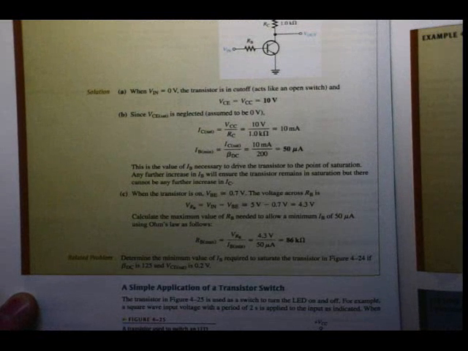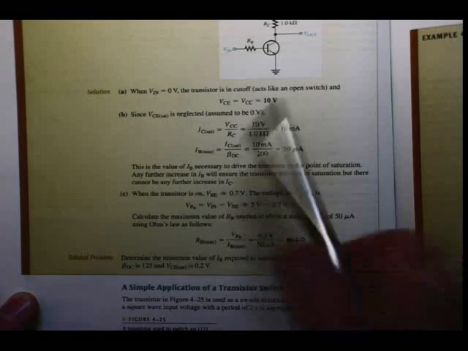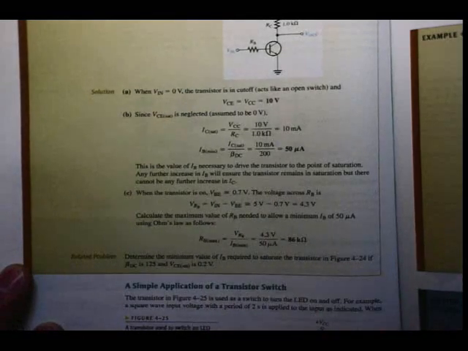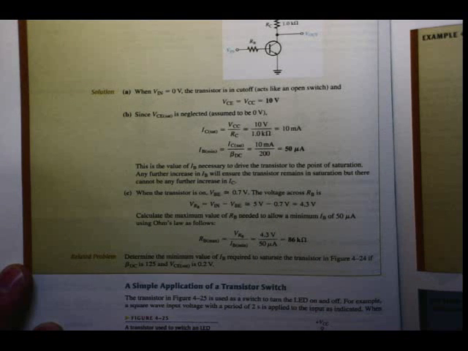VCE is VCC, which is 10 volts. How to determine IC sat? Remember now they specifically said to neglect VCE sat, so otherwise it would have been VCC minus VCE sat, which we assume normally to be 0.2 volts and so forth.